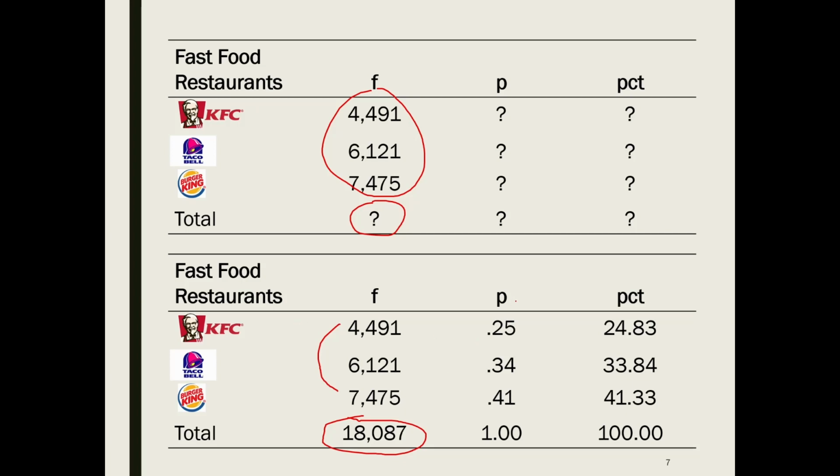So the proportion of KFC is just 4,491 divided by 18,000. It will get 0.25, and multiplied by 100 will get a percentage around 24.83 or 25%. You do the same thing for Taco Bell and Burger King. And again, make sure that when you finish your proportions, adding everything together is supposed to be 1. And when you finish your percentages, adding everything together will be 100.